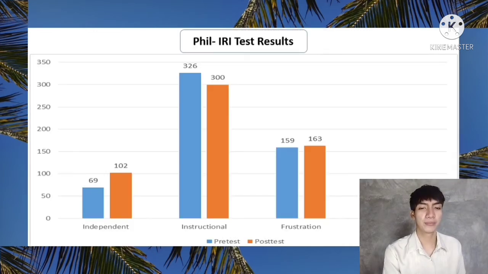For example, this was a Phil-IRI test result bar graph representation. The graph differentiated the pre-test and post-test results of the students to identify if there were improvements and if the reading remediation programs implemented were successful. And as far as the bar graph is concerned, it's definitely a success.